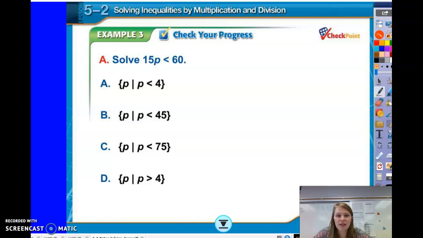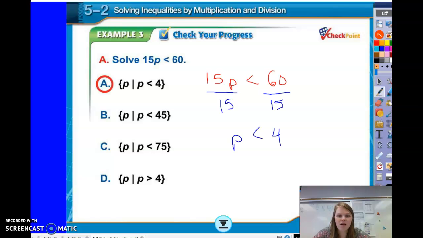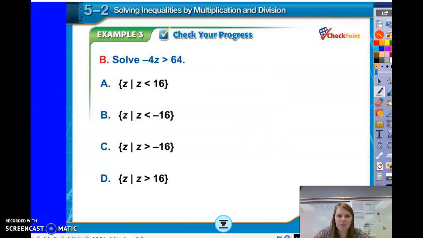Alright, so let's try some examples. See what you can do here. Hit pause, and when you're ready to check your answer, hit play. When I worked through it, I had 15p is less than 60, and I divided by 15 on both sides, so I got p is less than 4. So I got A.